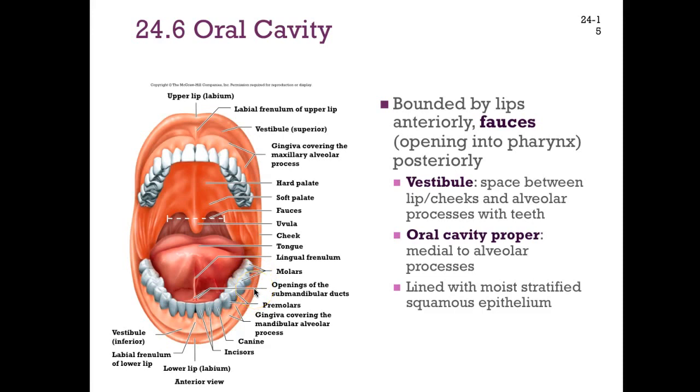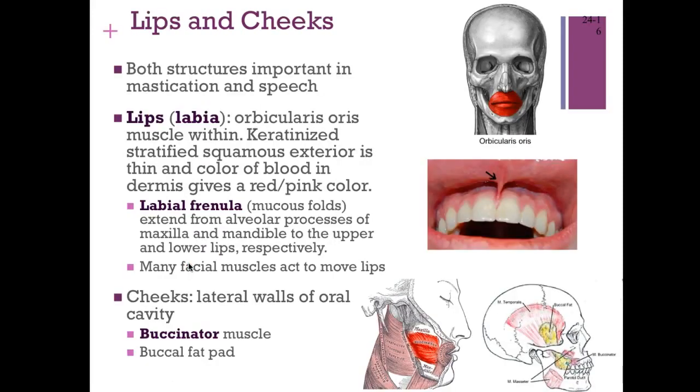Now our oral cavity proper is the area that is medial to our alveolar processes. So all of this space in here is our oral cavity proper. And all of this area is lined with moist stratified squamous epithelium. Our lips and cheeks, we need both of these for mastication and also speech. Our lips are also known as our labia and are surrounded by a muscle called the orbicularis oris. This muscle helps us pucker our lips anteriorly, and we have keratinized stratified squamous epithelium exteriorly.